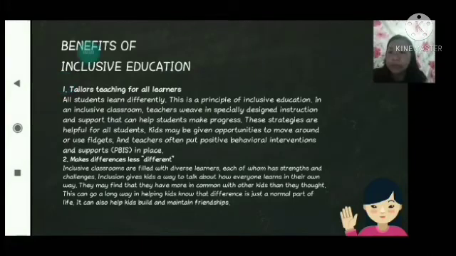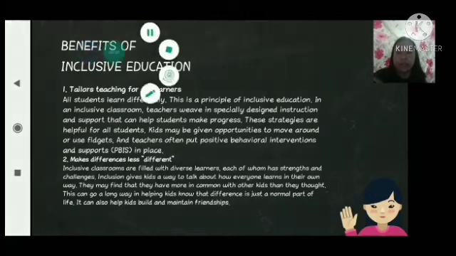So, the second one is make differences less different. Inclusive classrooms are filled with diverse learners, each of whom has strengths and challenges. Inclusion gives kids a way to talk about how everyone learns in their own way. They may find that they have more in common with other kids than they thought. This can go a long way in helping kids know that difference is just a normal part of life. It can also help kids build and maintain friendships.